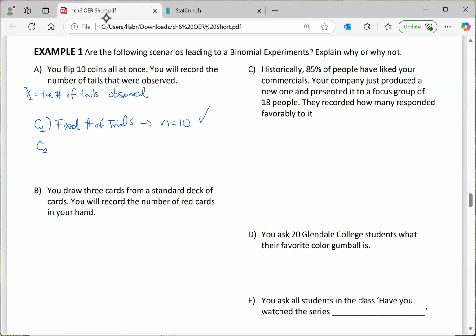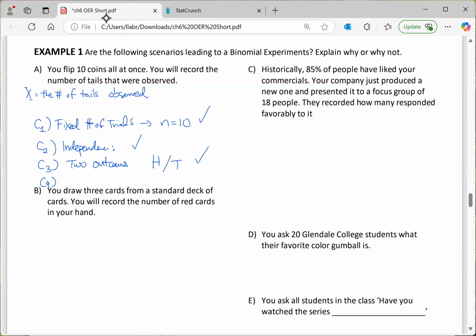Condition two, do we have independence? And it's going to be yes, because we know that a coin flip or like a die roll are independent, right? What happens the first time will not influence future times. All right. C3 was two outcomes. And yeah, we got that because the outcome can either be heads for each flip or it could be tails. And there's no in between.